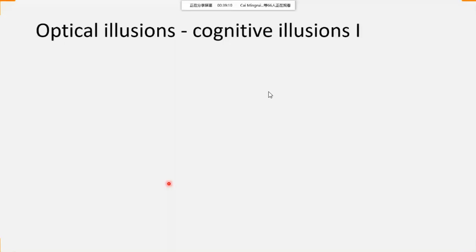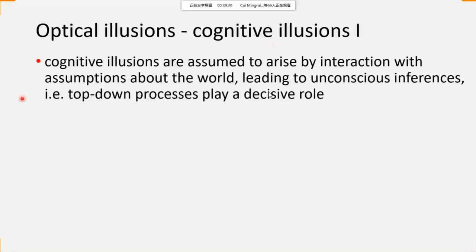The next, this is the third group now. This is about the cognitive illusions. The cognitive illusions are assumed to arise by interaction with assumptions about the world, leading to unconscious inferences. That means top-down processes play a decisive role. So interaction with assumptions about the world means interaction with knowledge we have already, with some of the contents in our memory of our past experiences. They come into play here, and therefore it's top down. So what's in our mind influences what we think we see. And so an illusion is created.